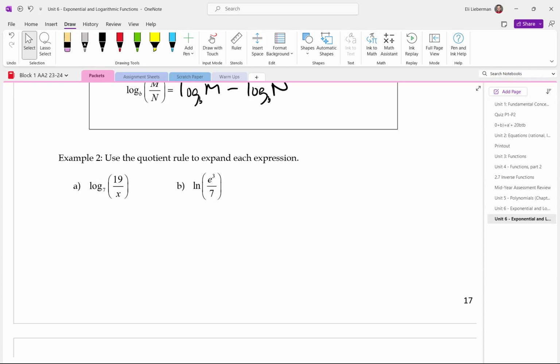Are we ready? Okay, let's do it. Ready or not? Dylan, what did you get for A? I got log base 7 of 19 minus log base 7 of 2, and then log base 7 minus log base 7. We're good with this? Right, it really is just plug and chug. There's not a whole lot going on here. Thank you, Dylan. That was great.